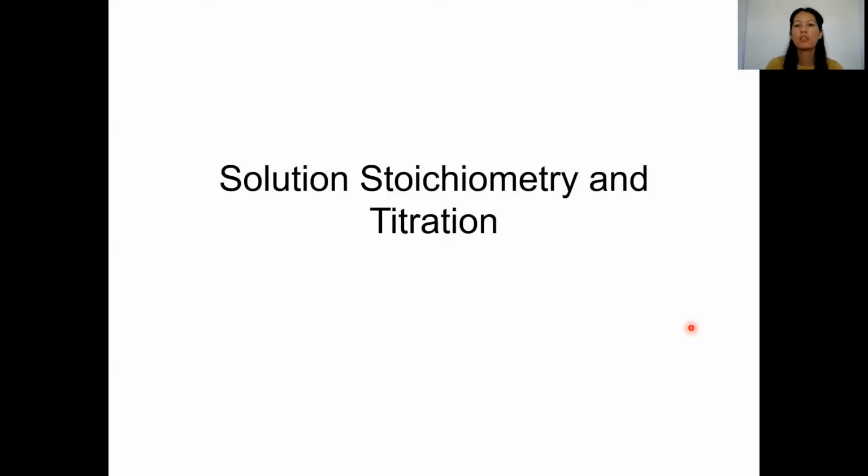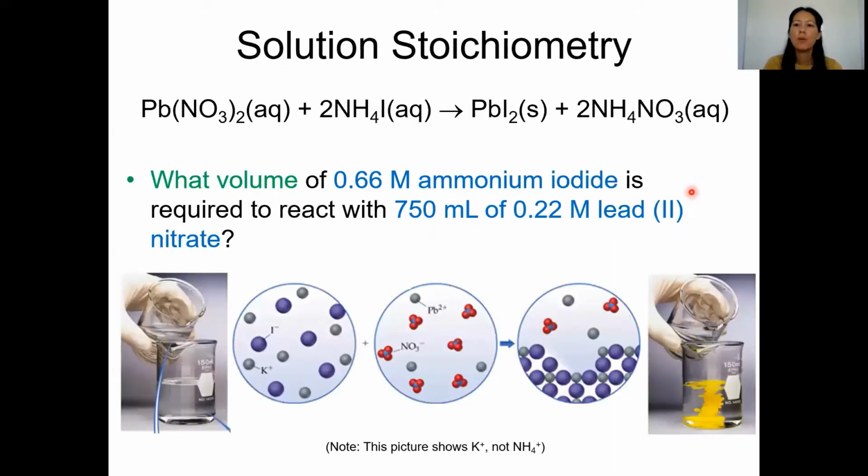The first section is solution stoichiometry, and then I'll specifically talk about titration. So here's an example of a precipitation reaction. Reacting lead nitrate, aqueous, with ammonium iodide, also aqueous. These are representations, something really similar. Here I have K+, but envision that's ammonium. And these ions are just floating around in solution. That's what aqueous means, dissolved in water.